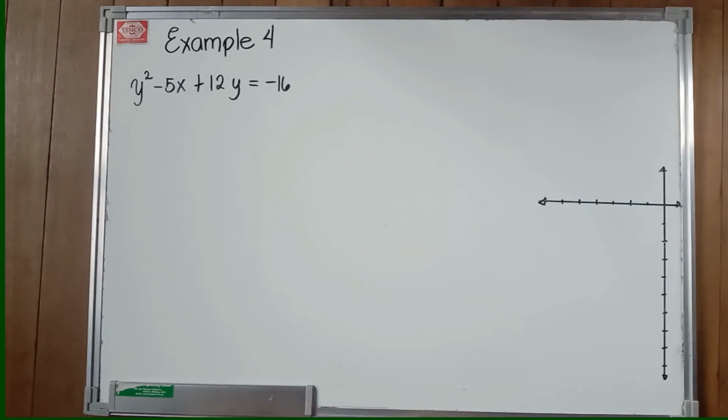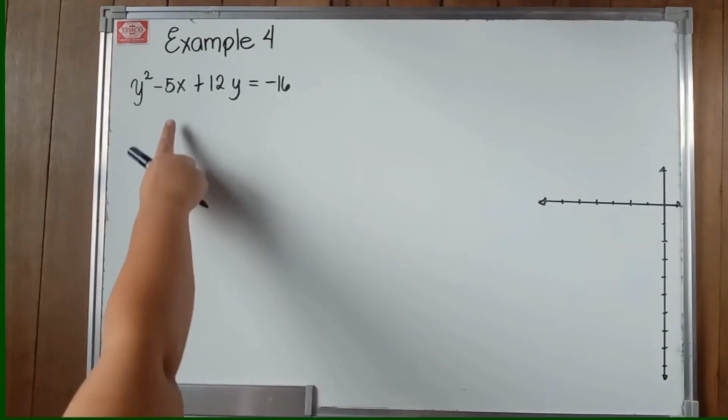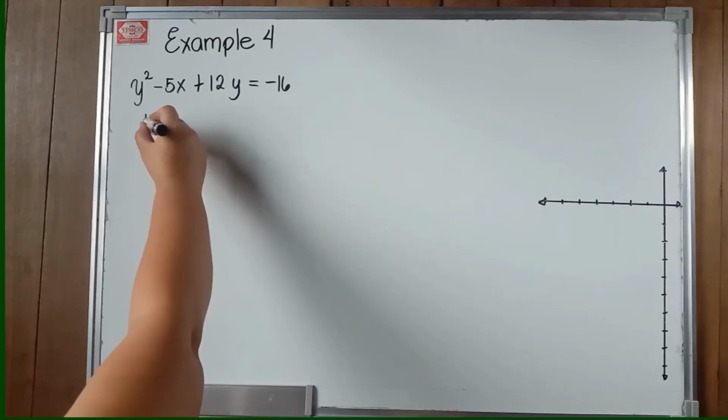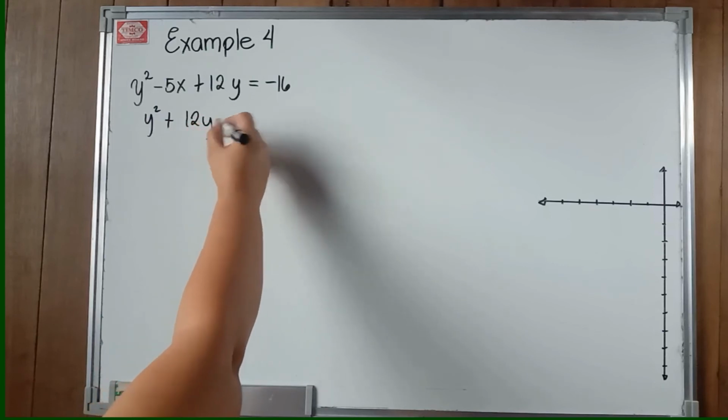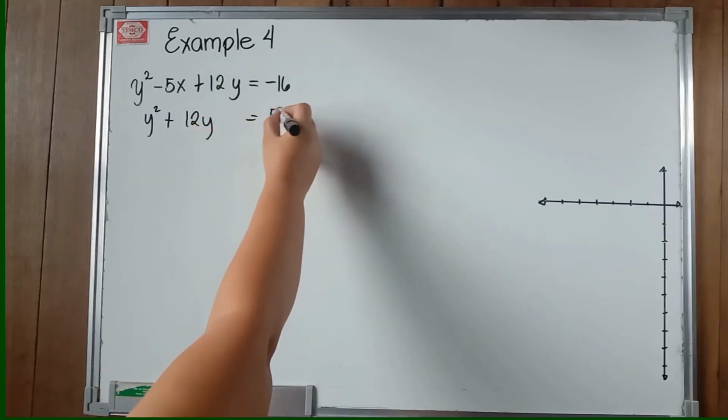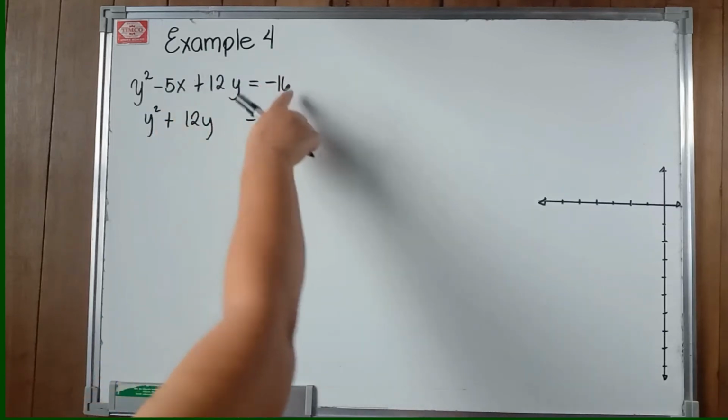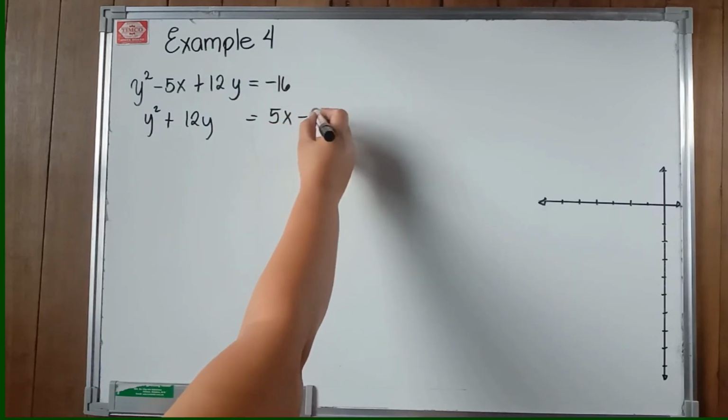So, pagsasamahin natin dito yung y squared at 12y. Ililipat natin si negative 5x sa kabila, magiging positive 5x. Tandaan palagi ang iniiwan yung may squared sa left side. Minus 16.